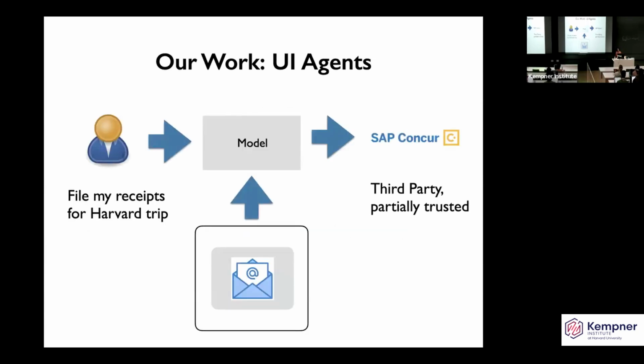In our work, again, we are back to looking at these kinds of UI agents. If you recall my previous example, I'm trying to do some task. I have a model which may or may not have access to some sensitive information, but it is going to a third party, which is the Concur website. And this is a third party which is also not completely trusted, because the website or other users of the website may have their own specific interests.